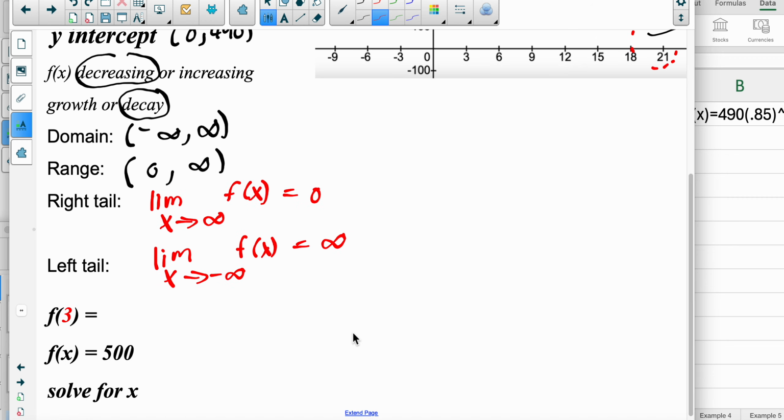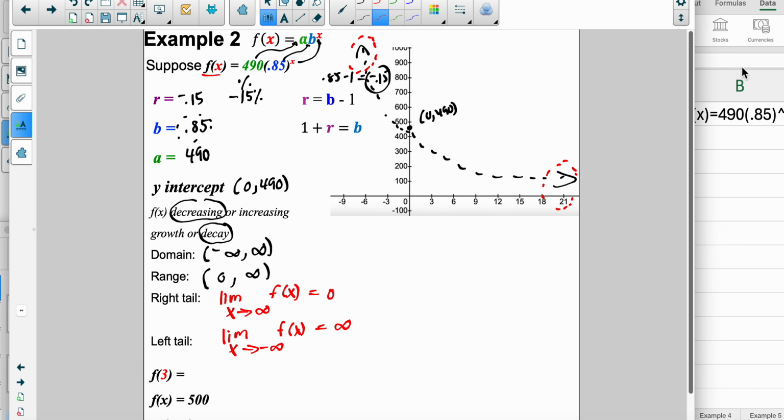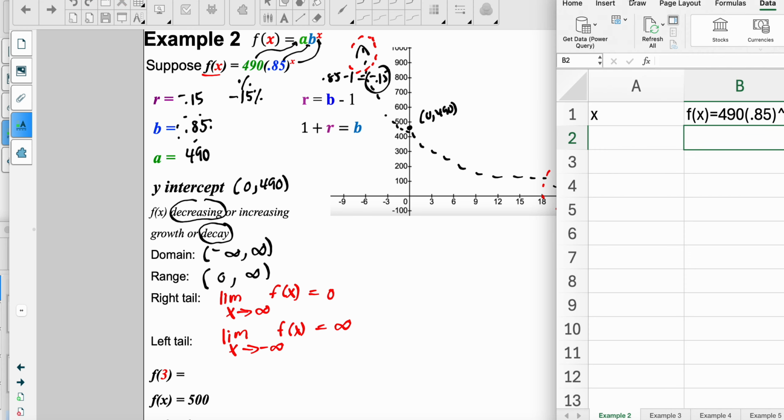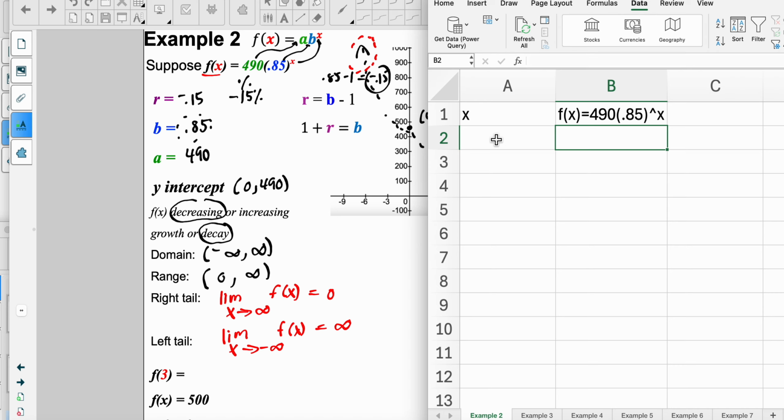So we can use Excel to help us evaluate and solve exponential functions. Let me pull open Excel here. We're going to set up our input-output tables like we've done previously. Let's start off with negative 10, and if I go by increments of 2, negative 8, and let's just fill this in a little bit.